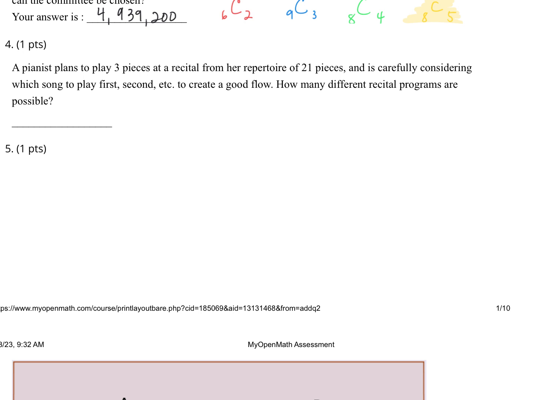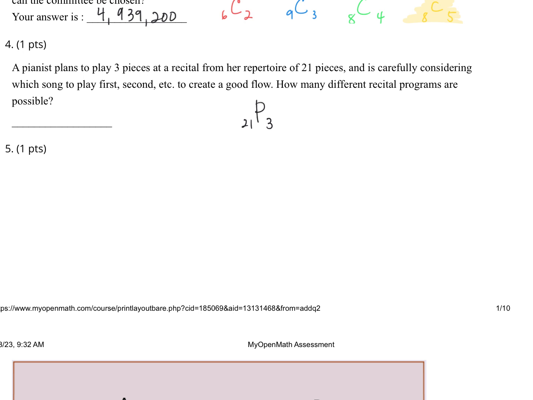So in this case, order does matter. In number 3, it didn't matter who was picked to be on the committee. They were still on the committee. But this does matter because the song you play first and second and third, there's an order to that. So this would be a permutation. You have 21 possible songs, and you could pick 3 of the 21 that you know. So this is what we would do, permutation, to find the answer here.